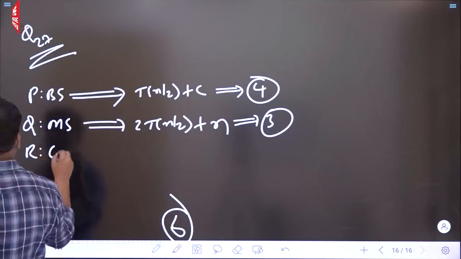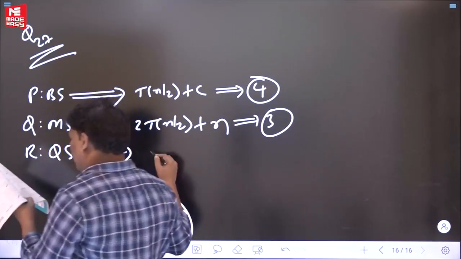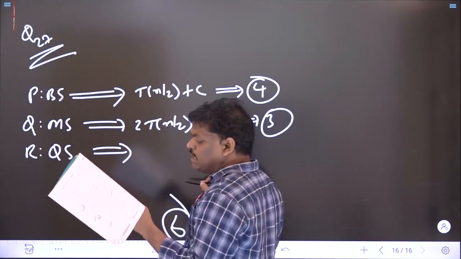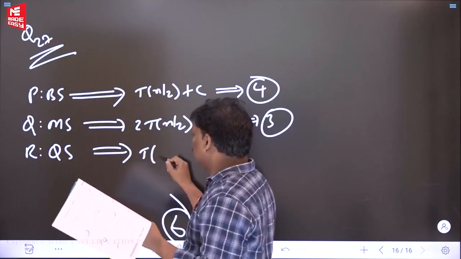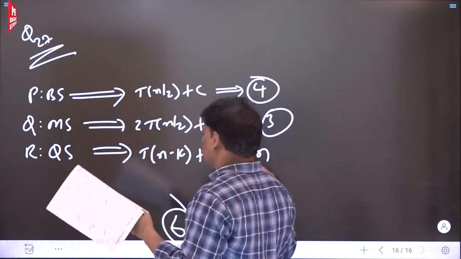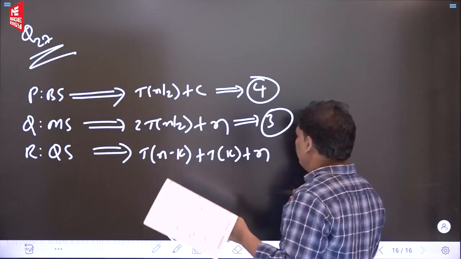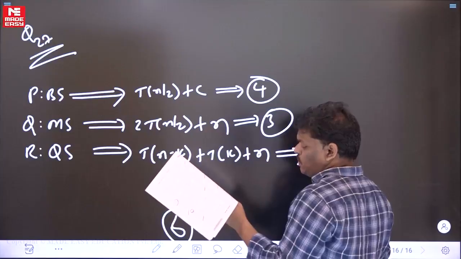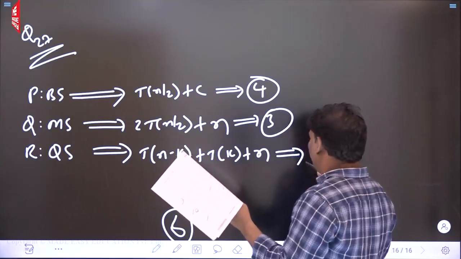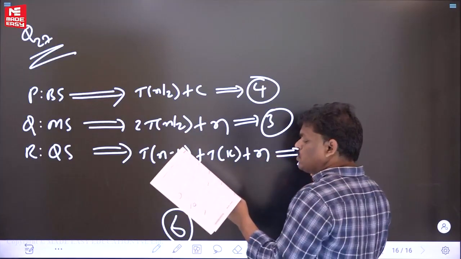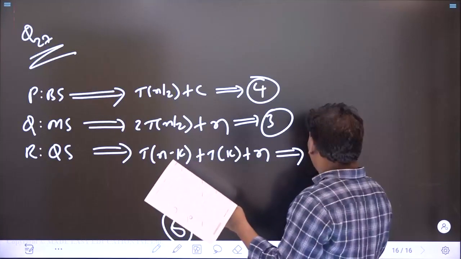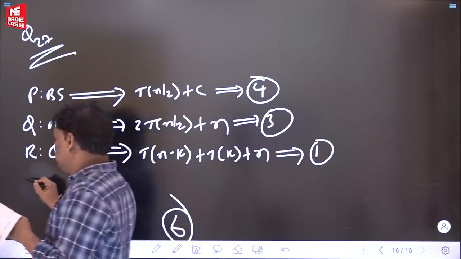Can you say R, quick sort? What is the answer? Quick sort has two kinds of recurrence relations. So anyhow, quick sort, what is the answer? T(n minus k) plus T(k) plus n. I think it is the worst case recurrence, where k is a constant maybe. It is the worst case recurrence relation for the quick sort. So what is the number of this one? I think 1. Go to the next one now.